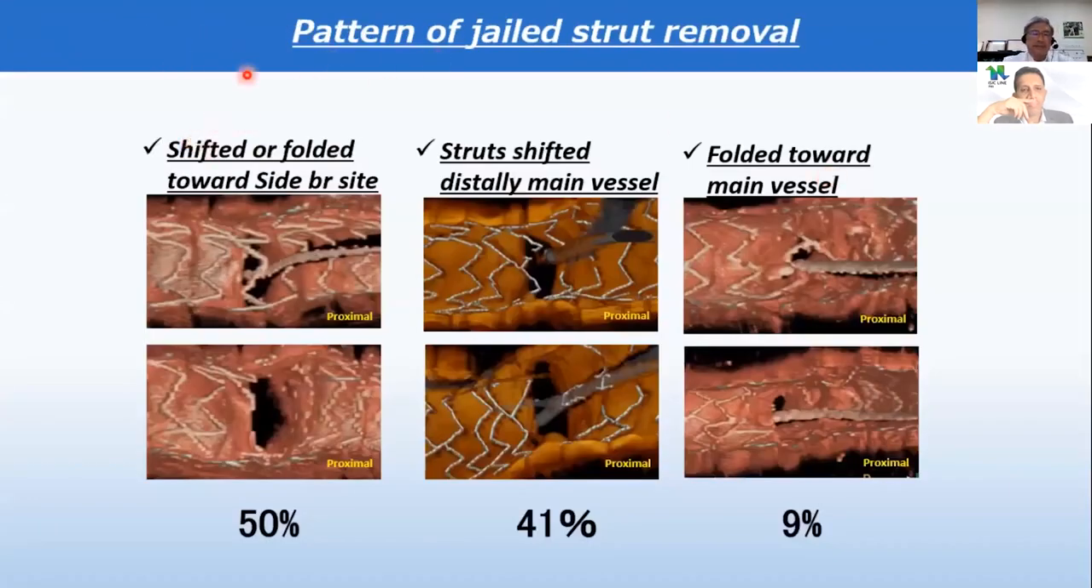We understand there are three patterns of jailed strut removal by the push-forward method. One is shifted or folded toward the side branch side like this, 50%, and strut shifted distally in the main vessel like this, just shifted, not folded, 41%, and folded toward the main vessel in 9%. I think that folding toward the main vessel results in compromising the distal main vessel area, so it should be avoided, I think.